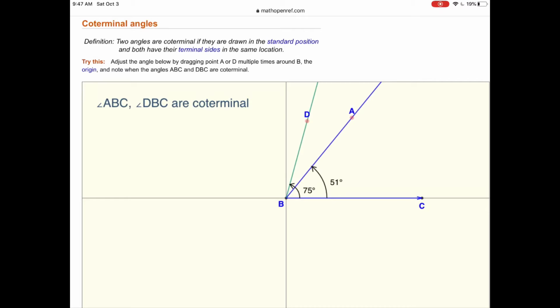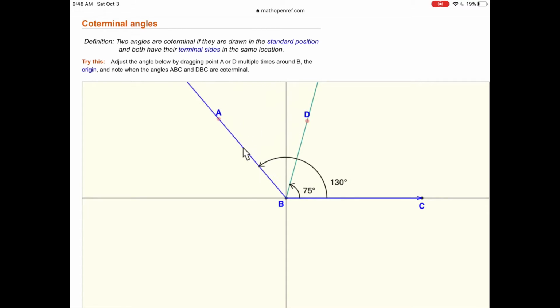We want to take a quick look at coterminal angles. Two angles are coterminal if they are drawn in standard position and both have their terminal sides in the same location. So we have this little application here that we're going to look at, and we want to look at coterminal angles. And so what we're going to do is, as we drag this around, those two angles are coterminal.